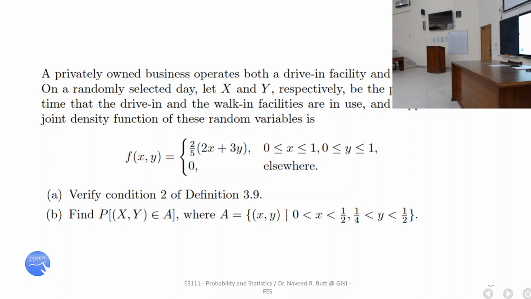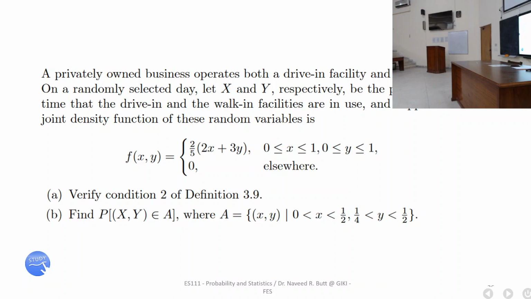A privately owned business operates both a drive-in facility and a walk-in facility. On a randomly selected day, let X and Y be the proportions of the time that driving and walking will be used. Now these are such and such. So this is showing the proportions on any given randomly selected day, what percentage use the driving. So if x is 70, y is 30, that means on that particular day 70% people used driving and 30% people used walking. So they have calculated some joint distribution, or in this case density function. This is continuous here.